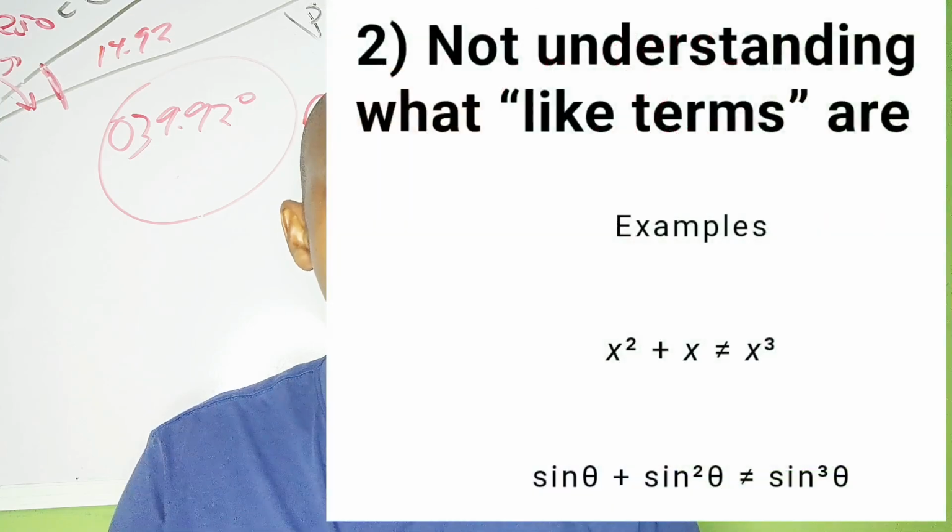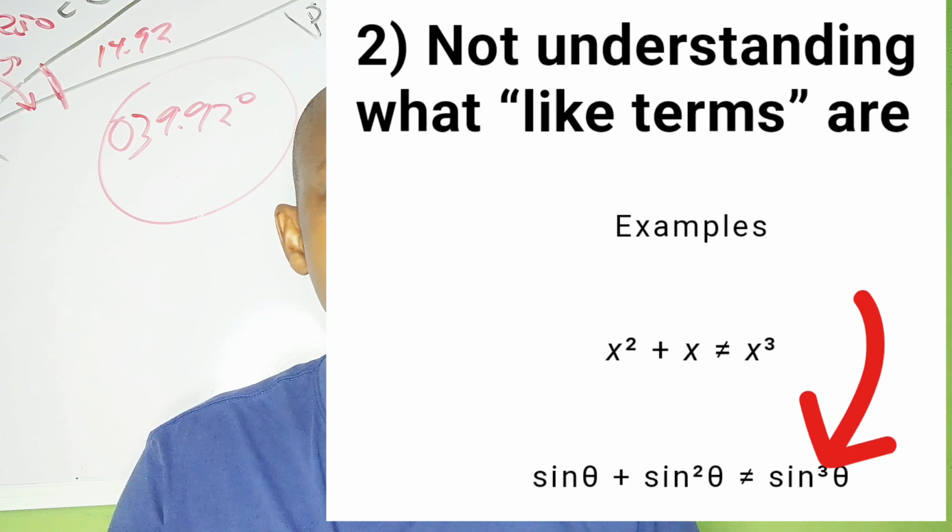Not understanding what like terms are. The example that we have there is x squared plus x. Most of the time, students add them together and they get x raised to the power of 3, which is very, very wrong. x squared and x are not like terms because they have different powers. Another example is sine theta plus sine squared theta. Sometimes students add them together to get sine cubed theta, which is very, very wrong. Please, you have to take note of that.